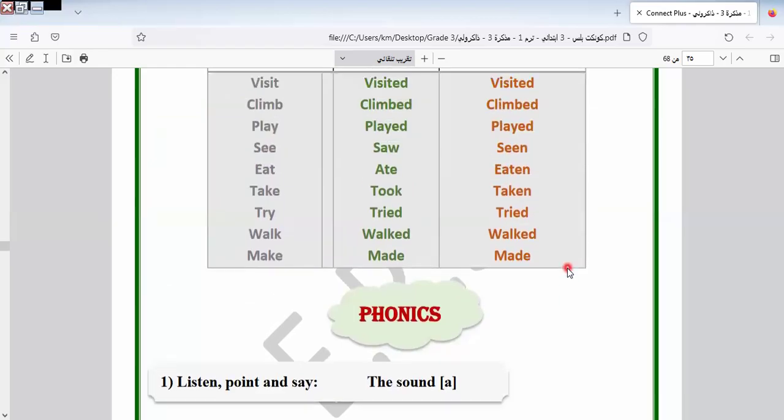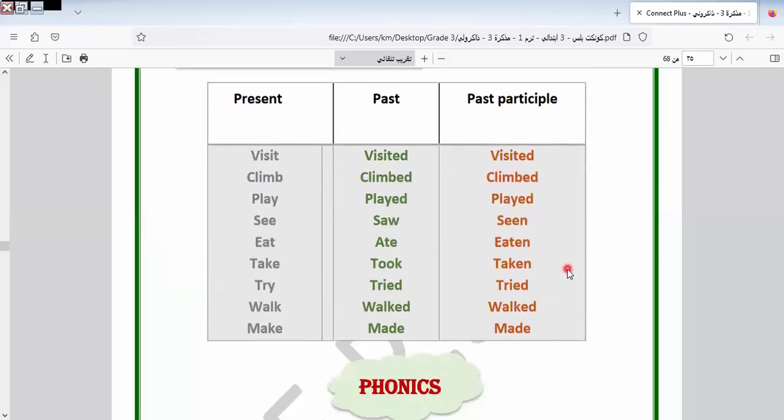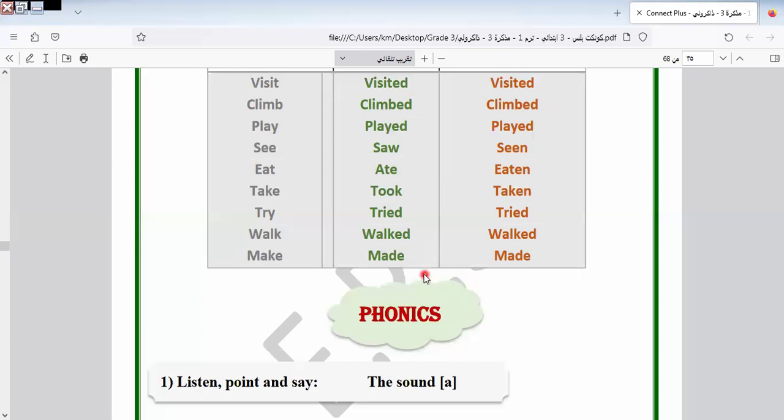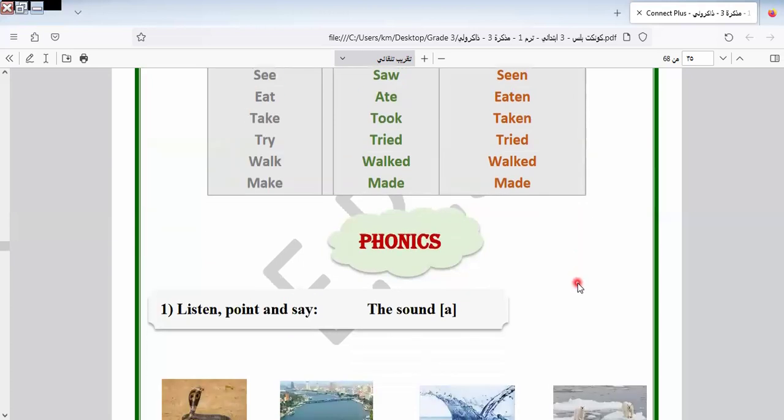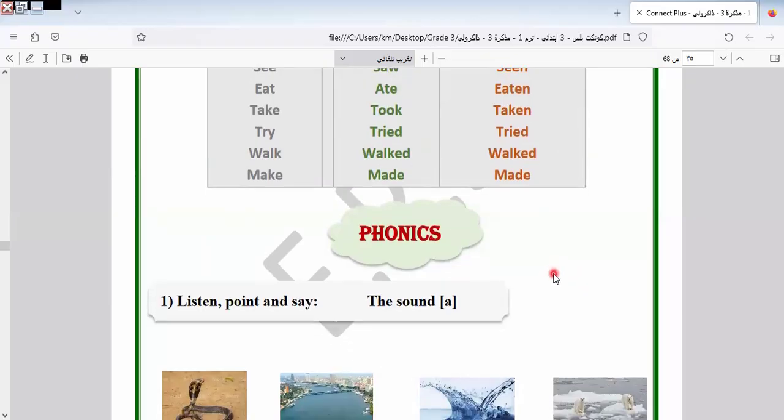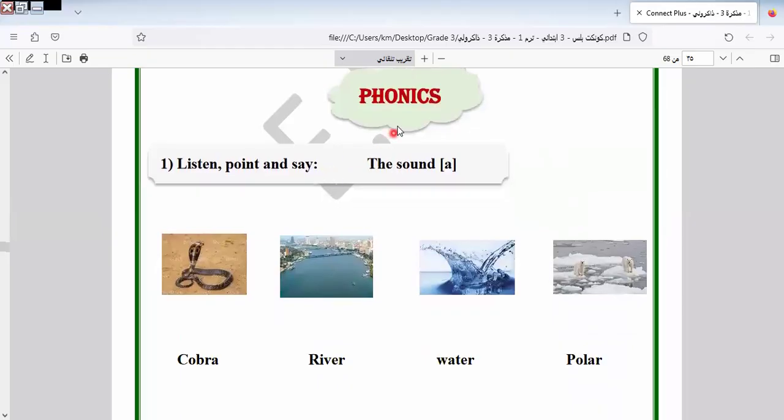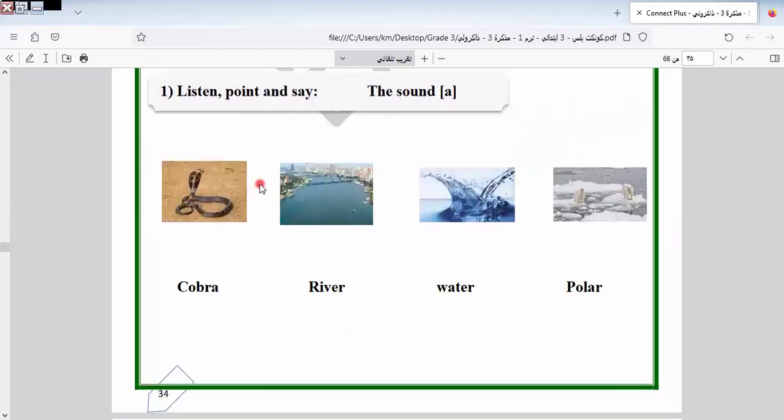Like we say sit, sat, sat. For some verbs, the past is like the past participle. Or when we say read, read, the verb is the same, but it's pronounced differently. Okay. Here we have phonics. Let's go to the phonics here.